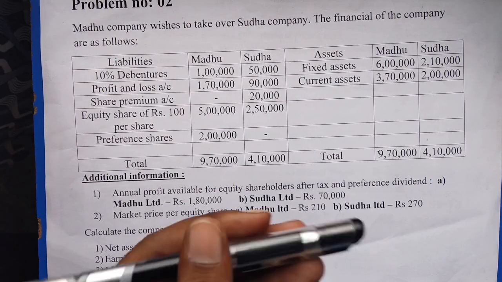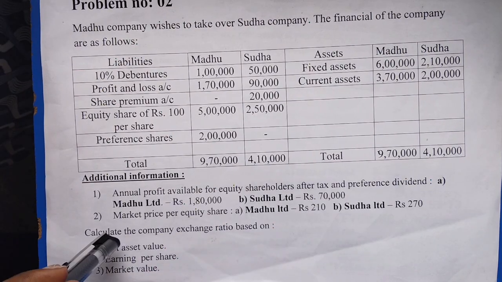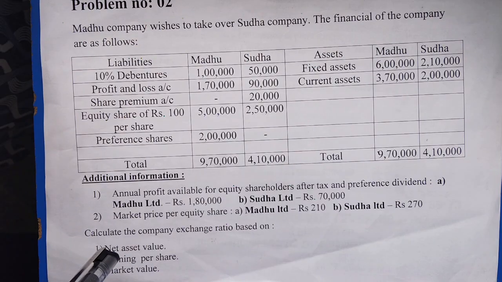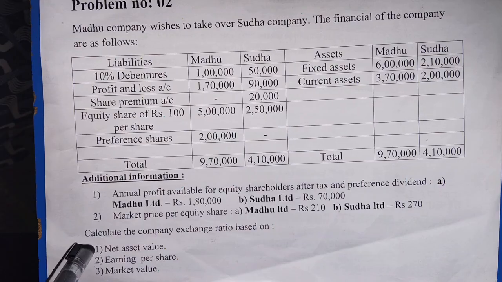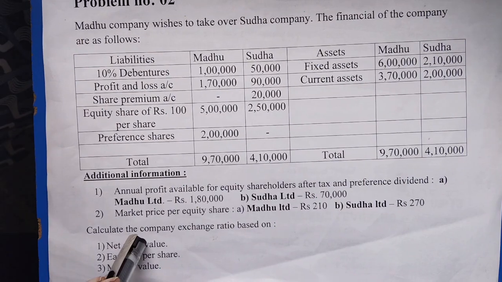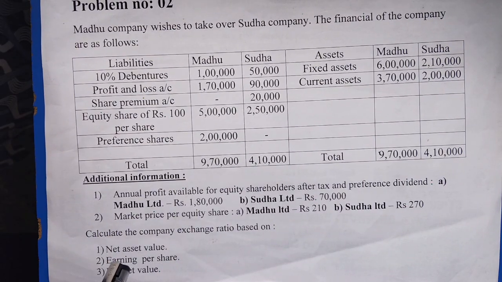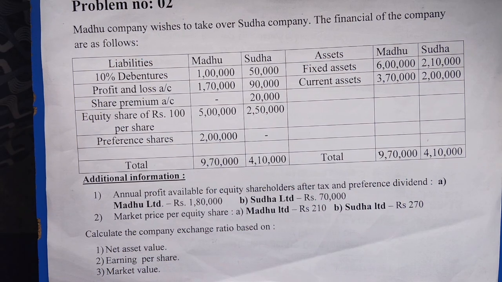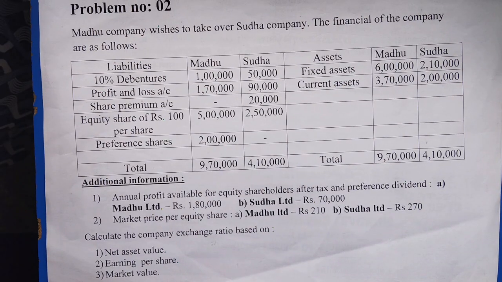We will calculate that swap ratio with the help of these three methods. First, the net assets method, which indicates the amount that the company has. Deducting all the liabilities from the assets gives the net asset value. The second one is earning per share, which is how much one individual share is earning. That is calculated as earning available to equity shareholders divided by number of equity shares. And the last one is market value. It is calculated with the help of the market price of one individual share.